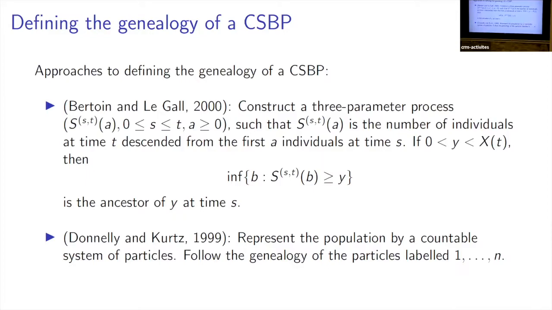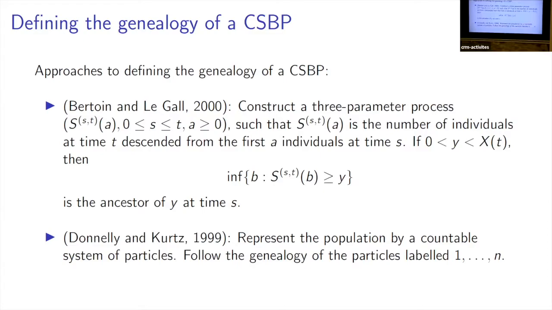One approach, based on work of Bertoin and Le Gall, is to construct this three-parameter process here. So the process S_{s,t}(a) is a stochastic process which describes the evolution of the population between time s and time t. And we can interpret S_{s,t}(a) as being the number of individuals at time t that are descended from the first a individuals in the population at time s.